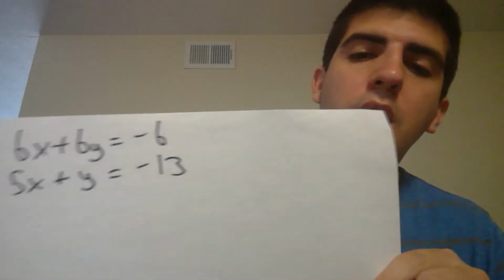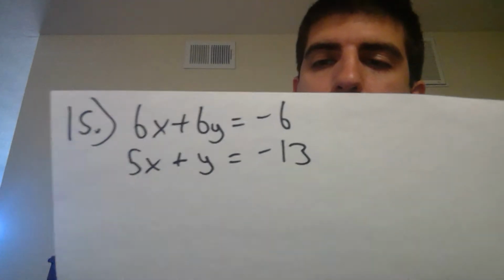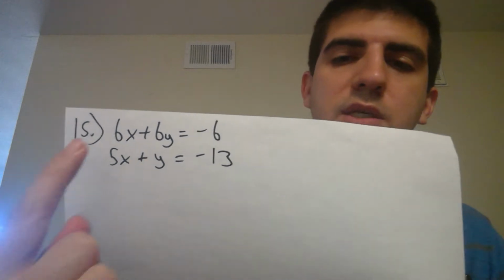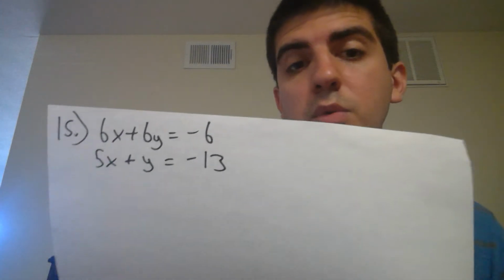So let's try to do number 15 together. I just kind of picked a random problem. So this is number 15. Again, when you turn in your homework, these can be out of order. I really don't care. We're trying to solve here. We're trying to see where these two lines intersect, if they even do intersect at all.